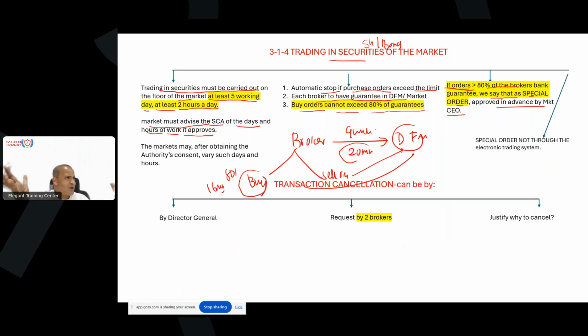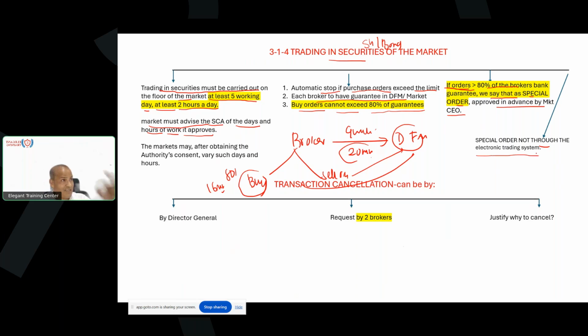It's all electronic, no? If you already have 16 million dirhams of orders posted and you are guaranteed 20 million, and you want to put 2 million more, it will not go. That's all connected. You have to tell the market, then the market IT system will do some allowance. They will allow you, then you can put the order. So the extra order must be pre-approved by whom? By the CEO of the market. Clear, sir? Good.